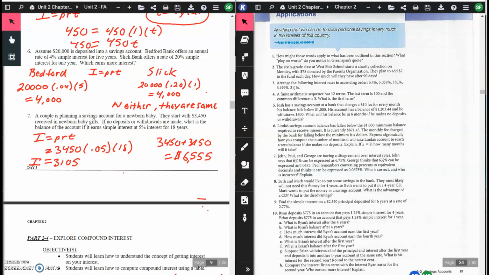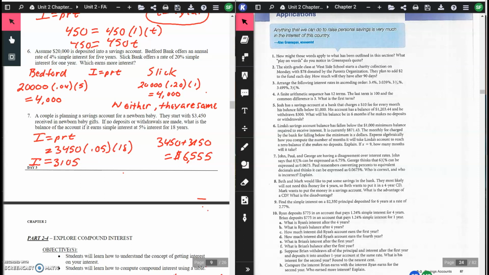And number 7, a couple is planning a savings account for a newborn baby. They start with $3,450 received in newborn baby gifts. If no deposits or withdrawals are made, what is the balance of the account if it earns interest at 5% for 18 years? Okay, so again, I equals PRT formula.